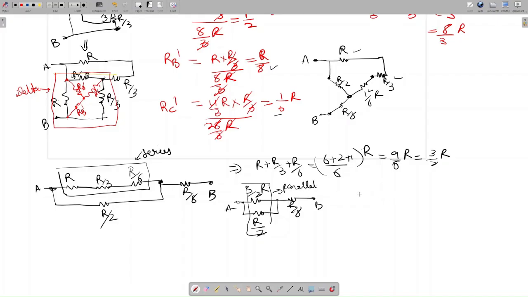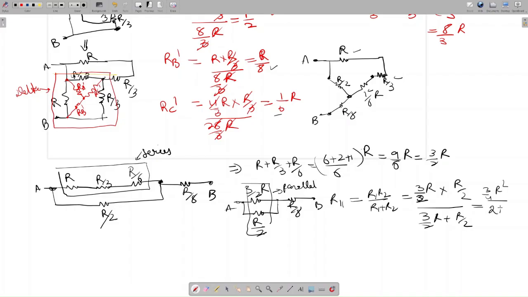So the equivalent of the parallel connection will be equal to R1 R2 divided by R1 plus R2, which is equal to R and 3R by 2 divided by 3 by 2R plus R by 2. This is equal to 3R squared by 2 divided by 2R. R cancels. This becomes 3 by 4R.